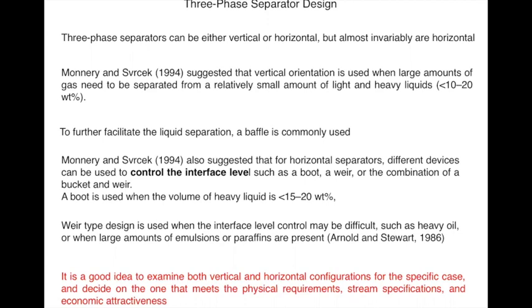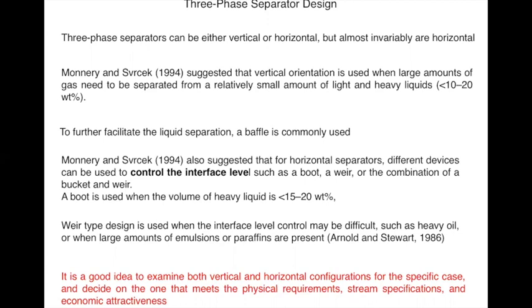Then again, he suggested that in the horizontal separator, different devices can be used to control the interface level, right? Now in a horizontal separator, there is a large interface between oil and the heavier part. That needs to be separated, and generally we use a boot and weir, or a combination of bucket and weir. So here you see that a boot is used when the volume of heavy liquid is less than 15 to 20%.